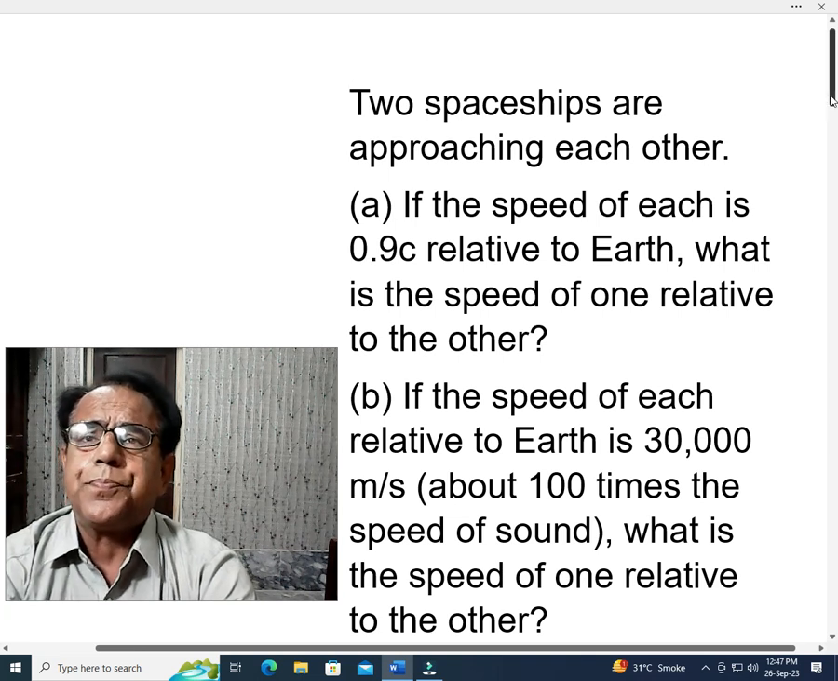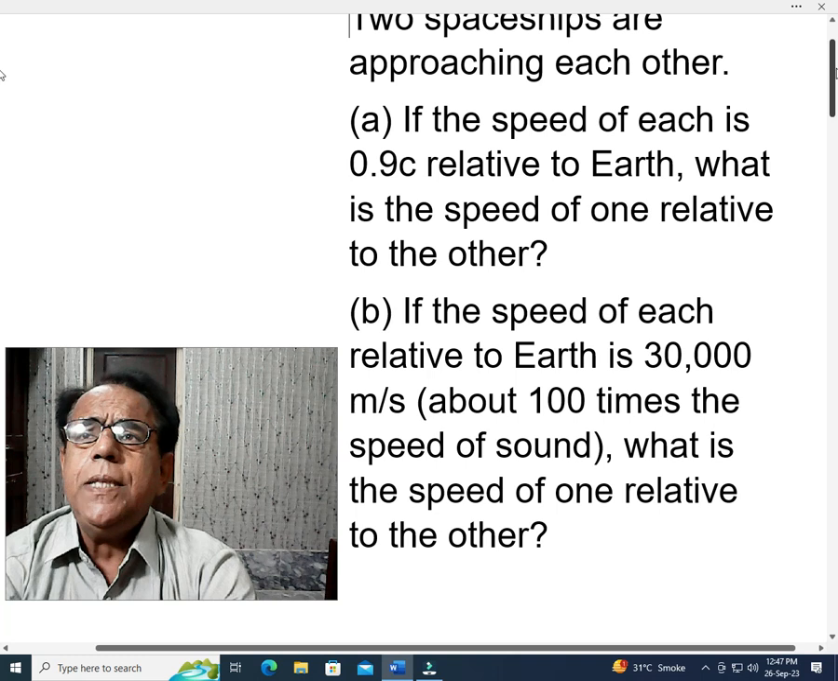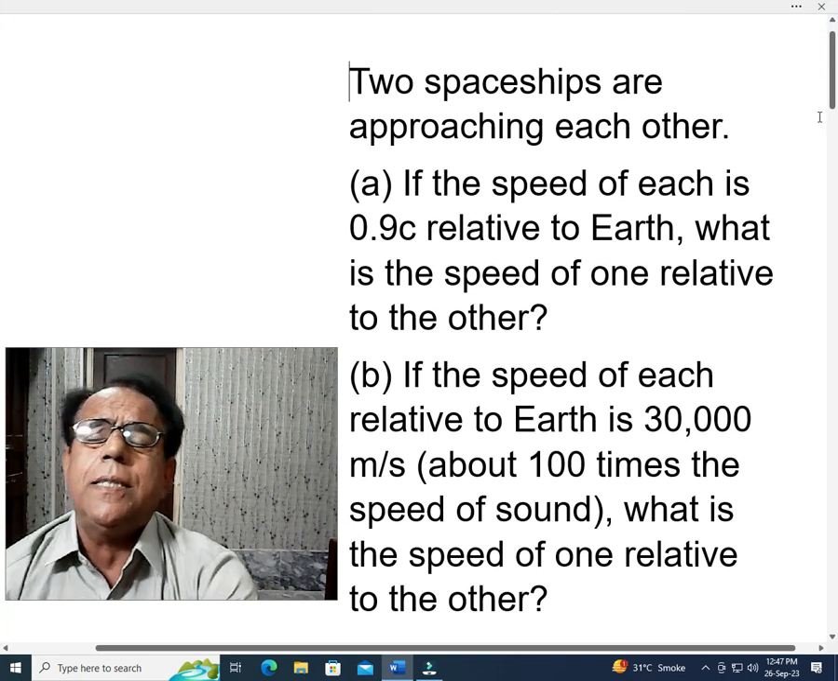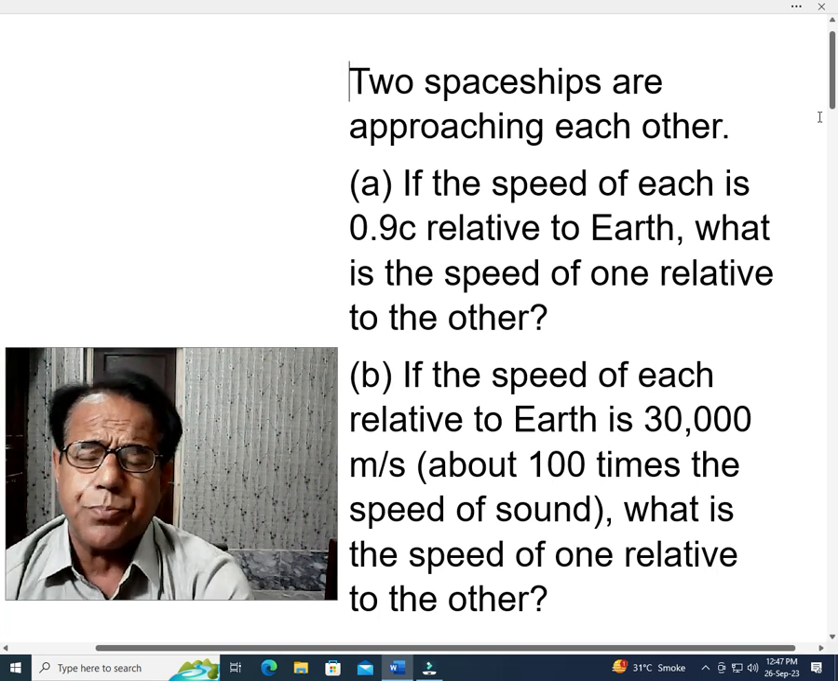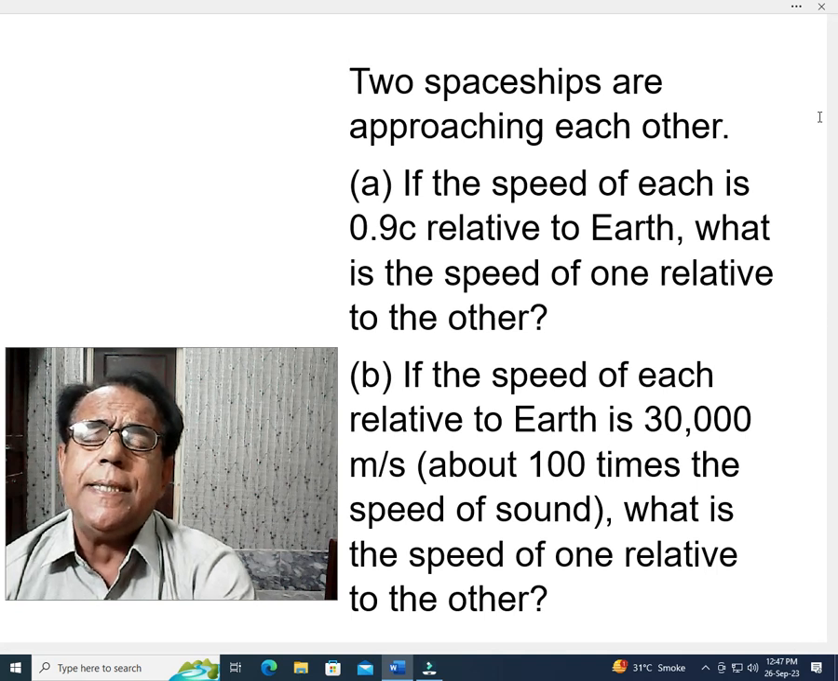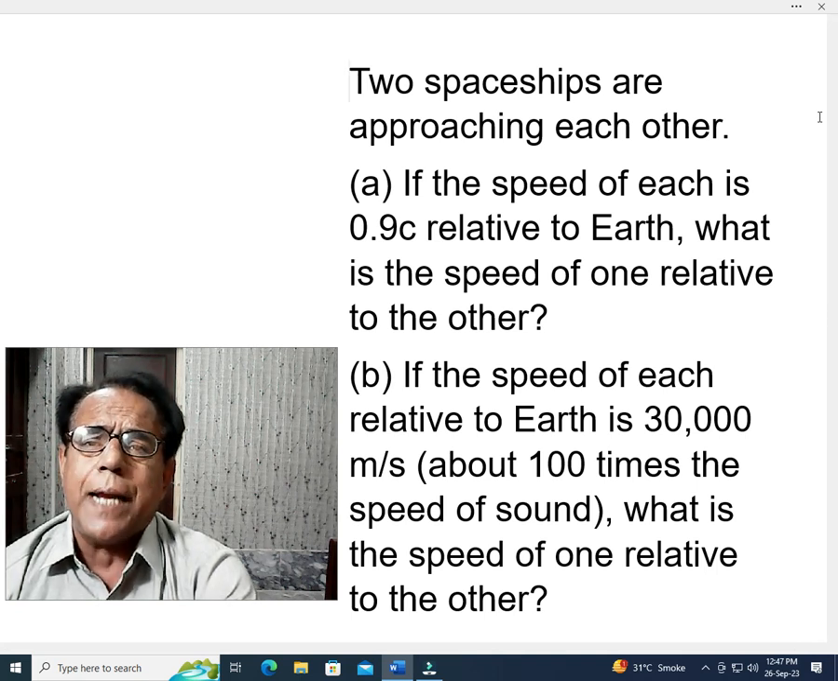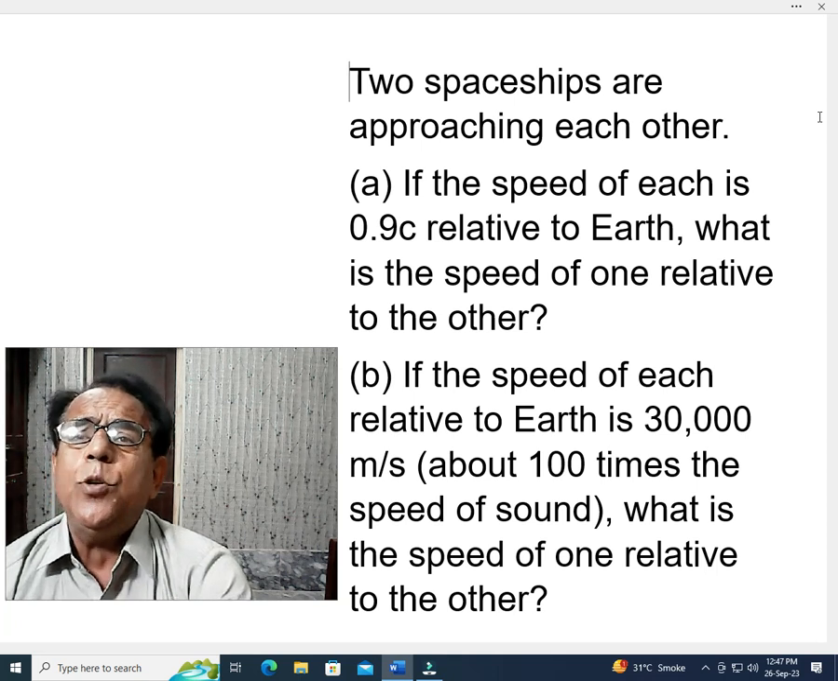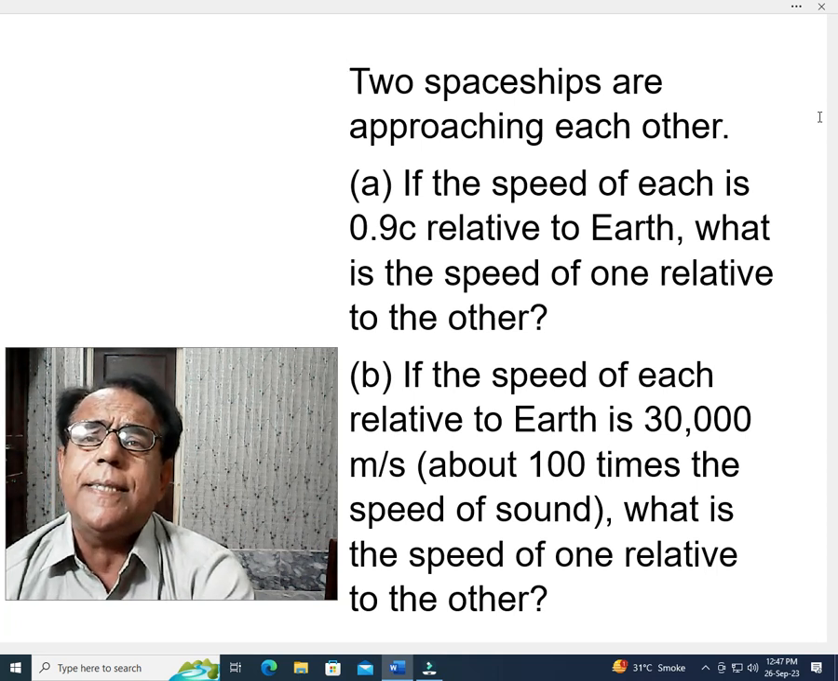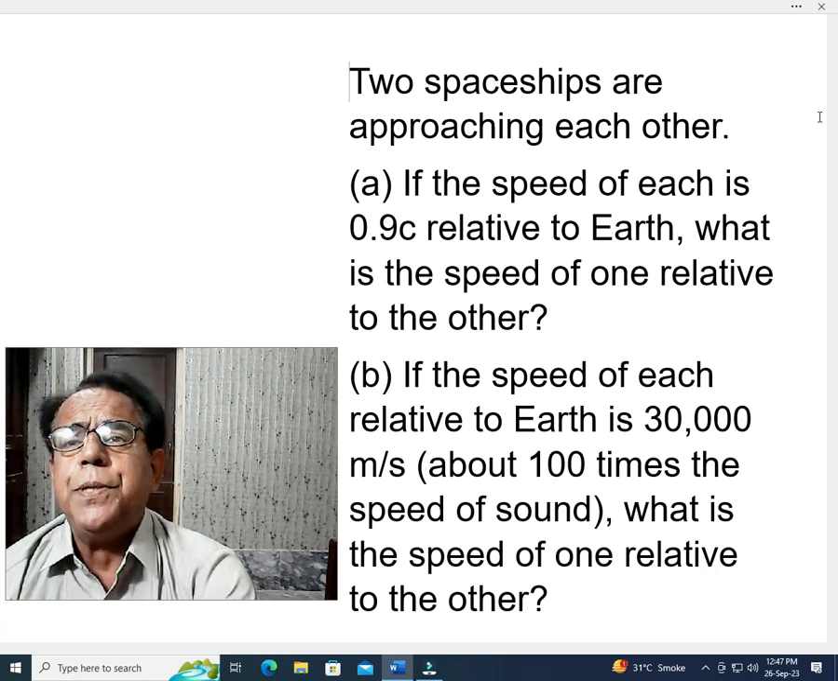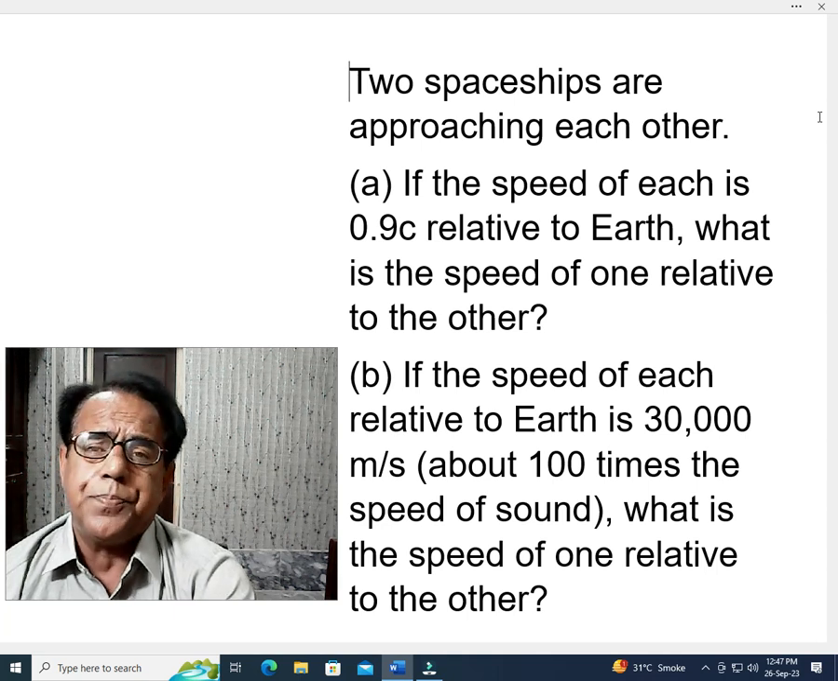Part A: if the speed of each is 0.9 c, where c is the speed of light, meaning that the speed is 9 parts out of 10 of the speed of light, that is to say 90% of the speed of light, relative to earth, what is the speed of one relative to the other?